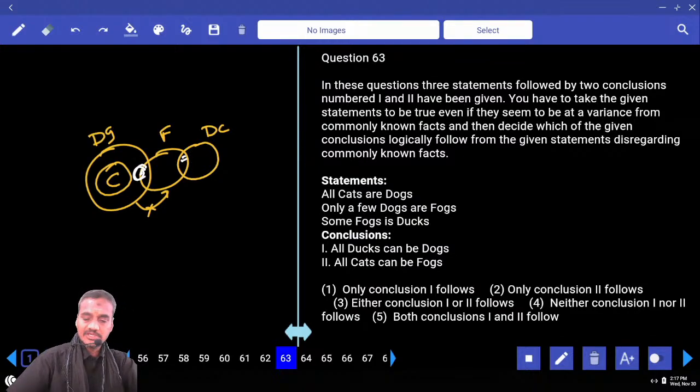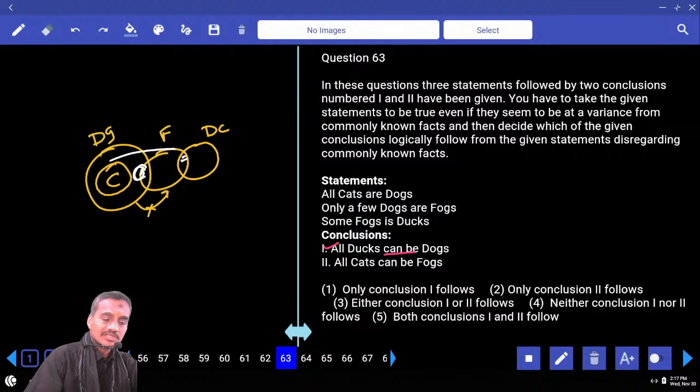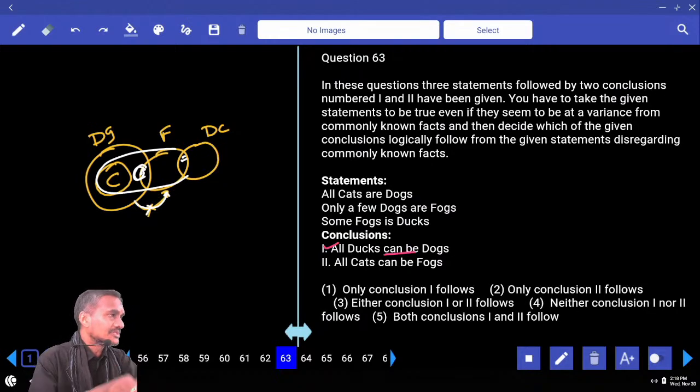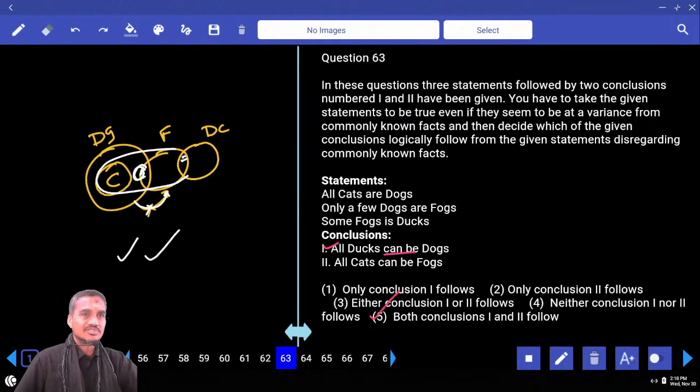And so what happens here? It is possible. Can means a possibility. And all cats can be fogs. He said all cats can be fogs. Can we draw it like this? The whole dog must not come into fog. Even now the whole dog has not come, only the cat has come. Is it possible or not? Yes. Hence both 1 and 2 follow, choice 4, question number 63.